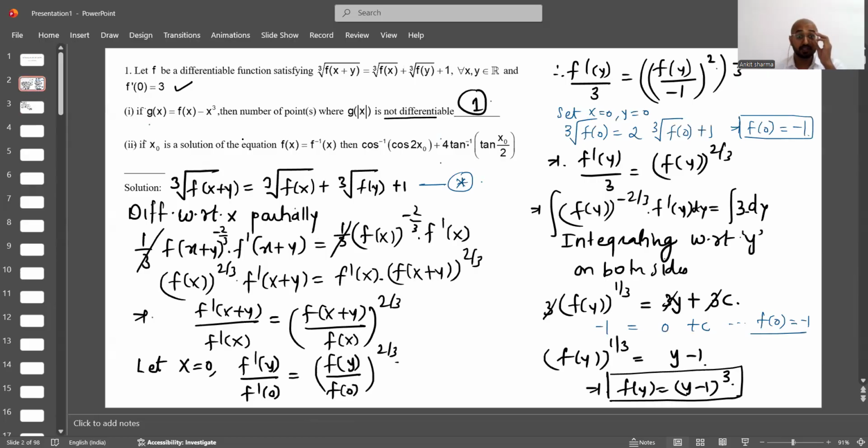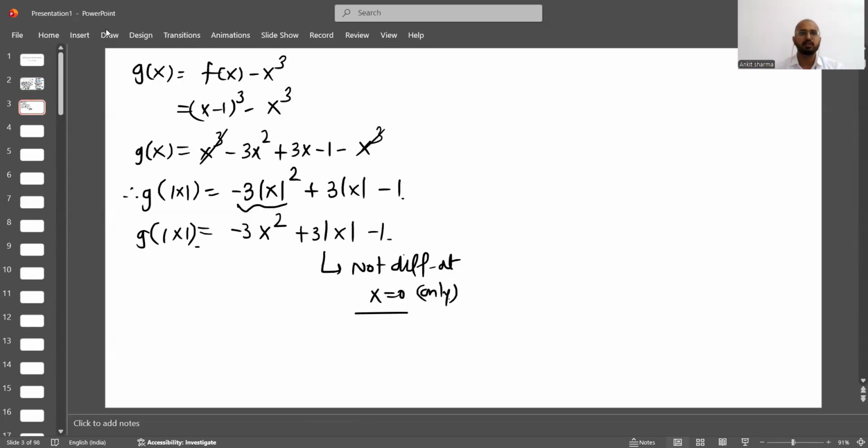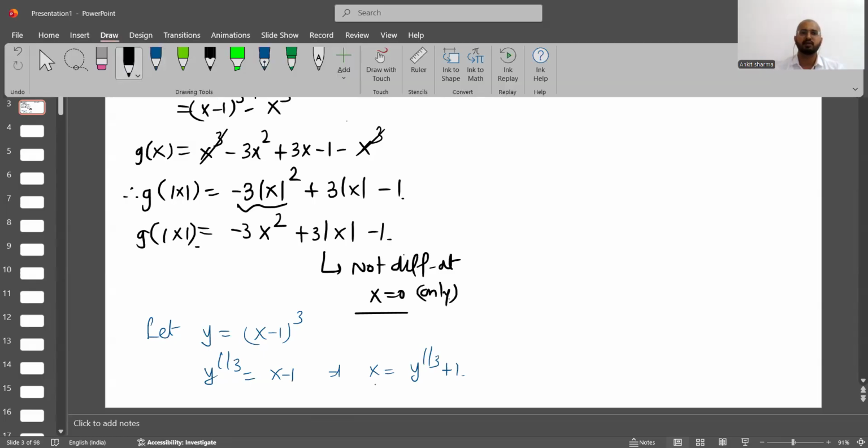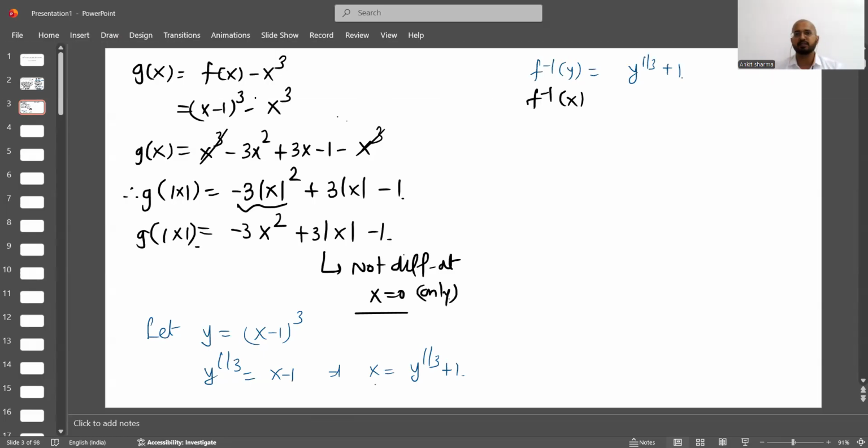Now let's go ahead for this. Now we have x naught is a solution of f of x equal to f inverse of x. So let's find f inverse. Let y be equal to (x minus 1) to the power 3. So y to the power 1 over 3 is equal to x minus 1. So this implies x would be y to the power 1 over 3 plus 1. So x is nothing but f inverse of y, which is equal to y to the power 1 over 3 plus 1. You can replace y by x if you're not comfortable. So f inverse of x is equal to x to the power 1 over 3 plus 1.